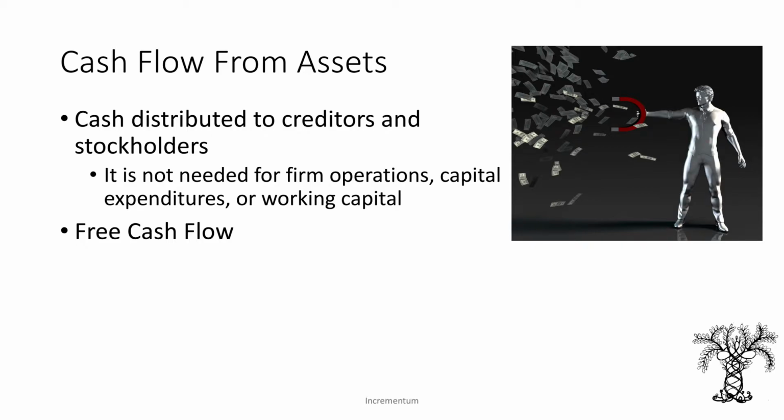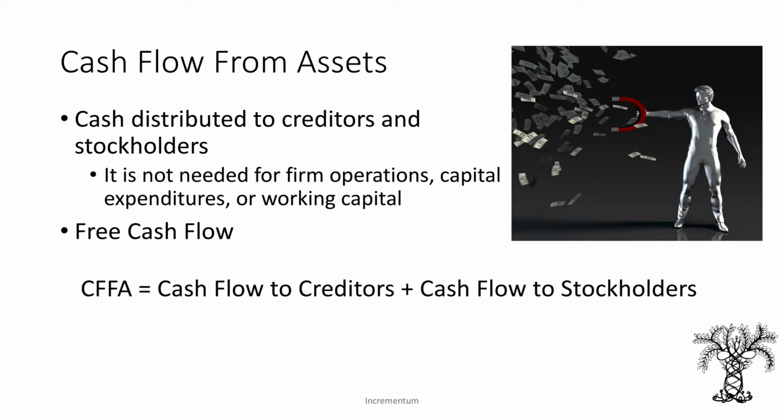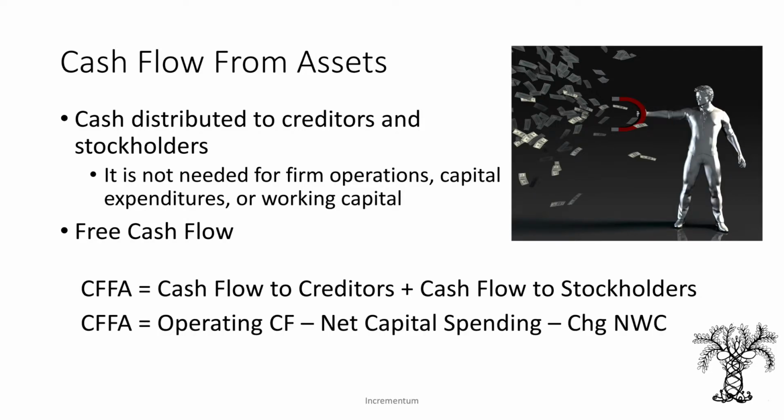Cash flow from assets can be calculated 2 ways. The first is cash flow to creditors plus cash flow to stockholders. This matches the definition that we just talked about. We said it's cash that's distributed to creditors and stockholders. The second way of calculating it is operating cash flow minus net capital spending minus change in net working capital.